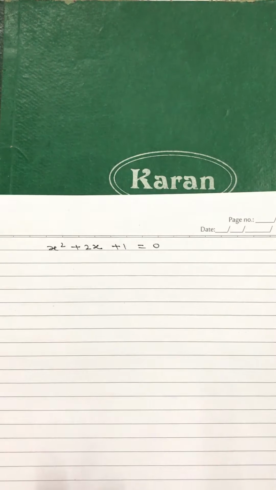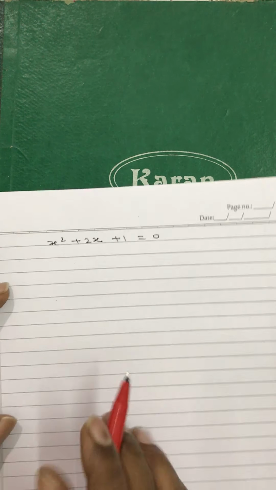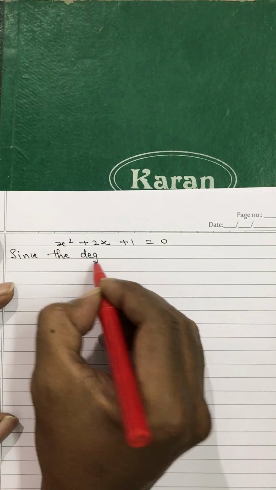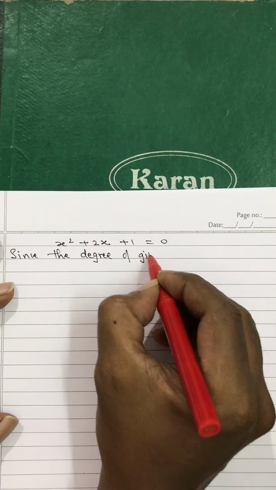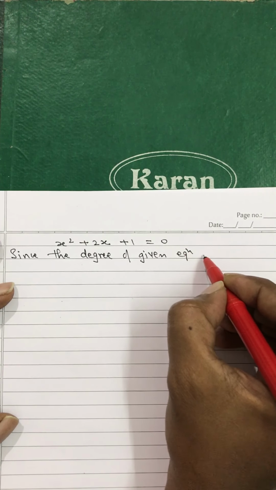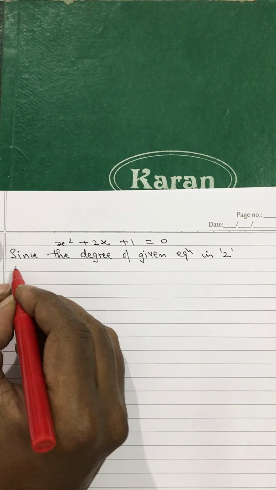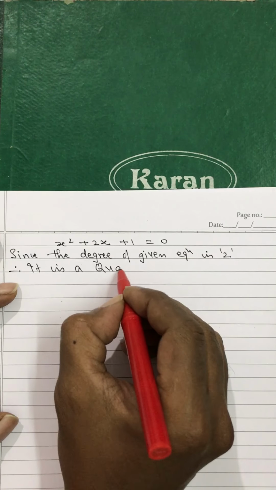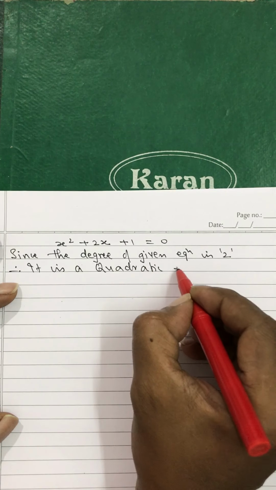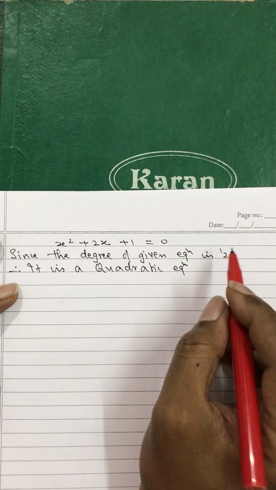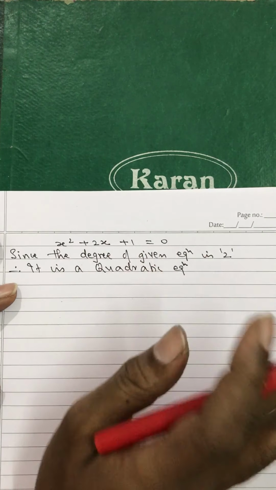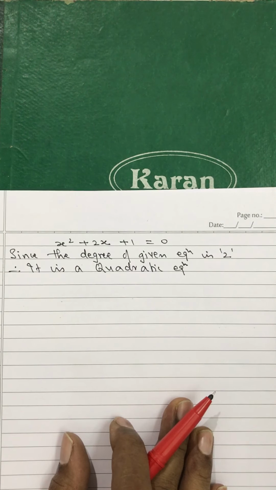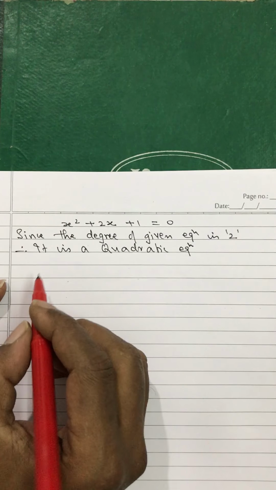We will have to bring it like this, and then here you will write: since the degree of the given equation is 2, therefore it is a quadratic equation. And of course you can also say more, but that's all. In this question, if you go to write in depth, then you will be writing an essay over there. Okay, the fourth one also is over.